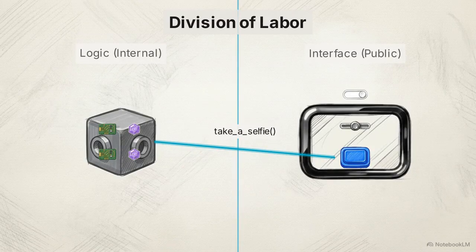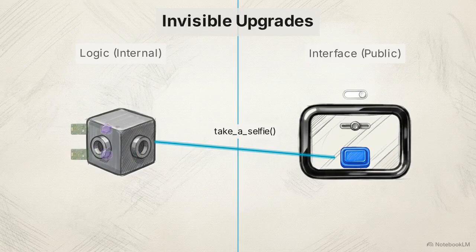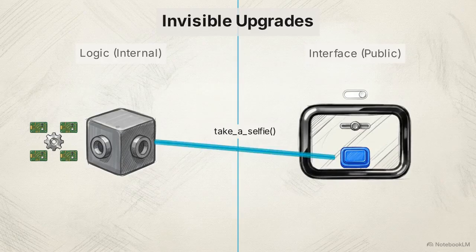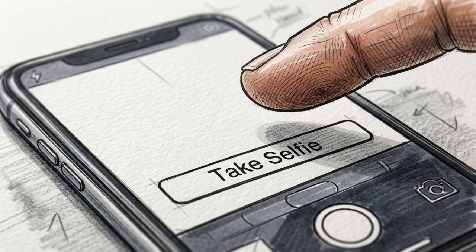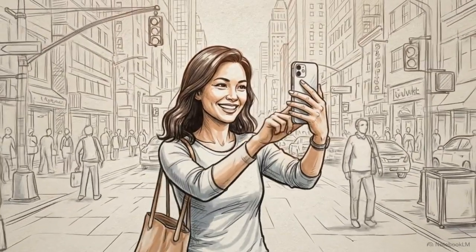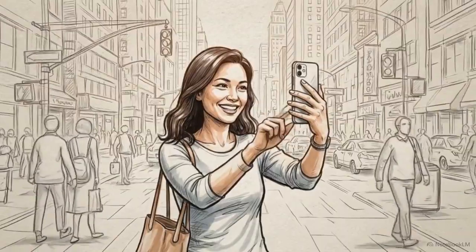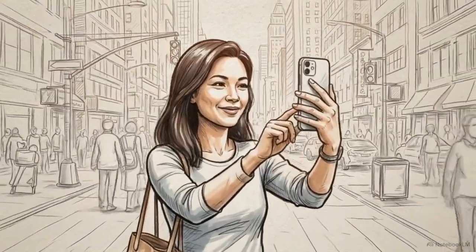Second, abstraction allows for invisible upgrades. If a company figures out a faster, more energy-efficient way to process photos, they can completely gut and replace the underlying code. As long as the external command, that take a selfie button, stays exactly the same, the person using the app doesn't have to learn a new way to interact with it. The engine changes, but the dashboard remains untouched.